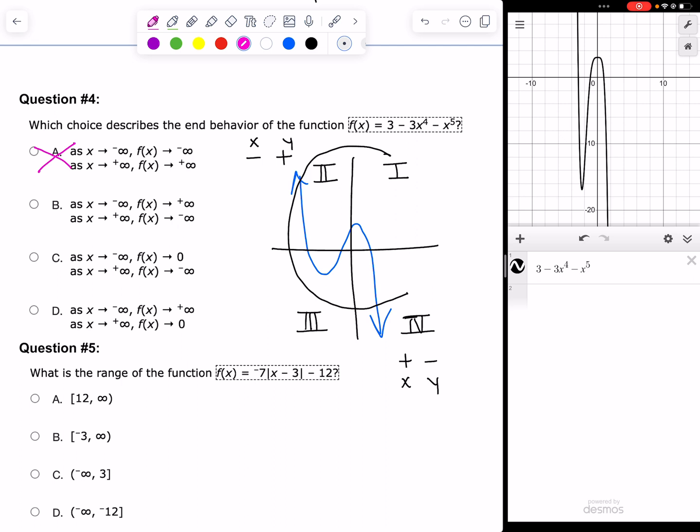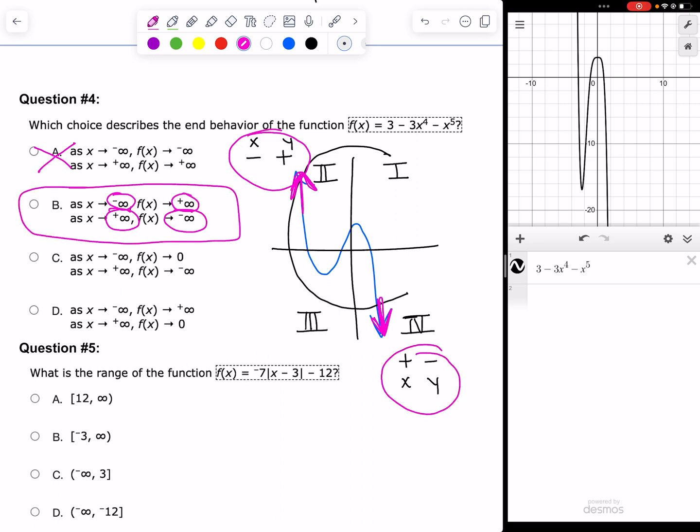All right, so then B says negative infinity for X and positive infinity for Y. So that's this second quadrant, where our graph is headed in that direction forever and ever. And then it also says positive infinity for X and negative infinity for Y, which is what this other end of our graph is doing. So the best answer choice would be B.